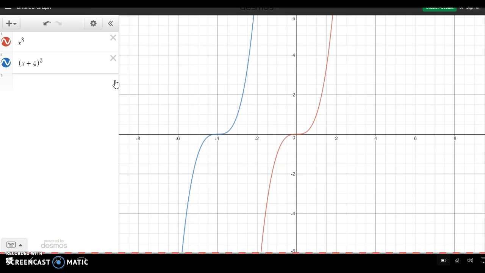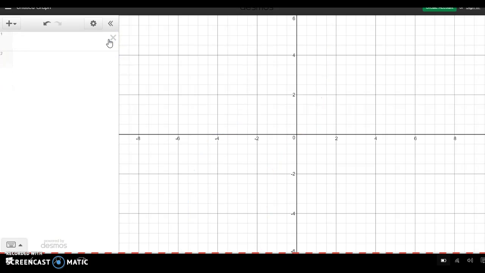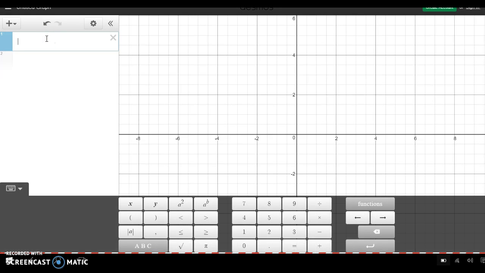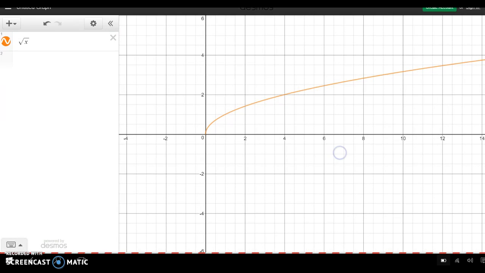So now let's look at number 12. Go ahead and delete those. It is the square root of x plus 3. So let's just put in our parent function of just a square root of x. So there's what just the basic parent function looks like of a square root.